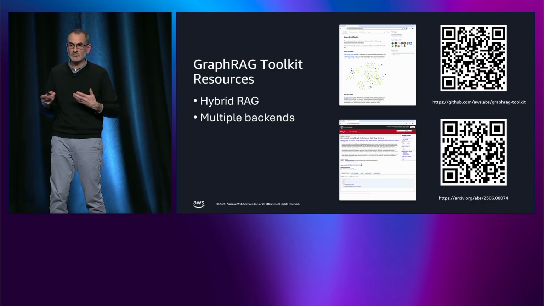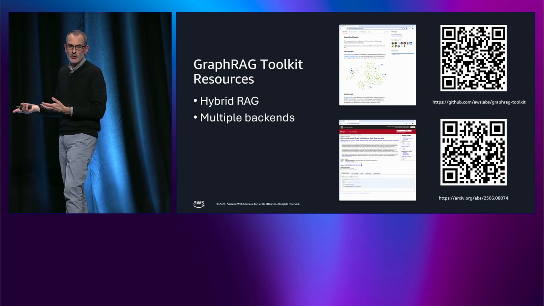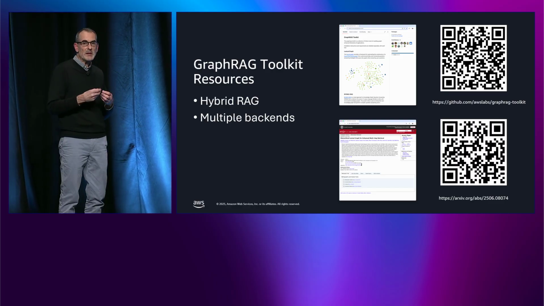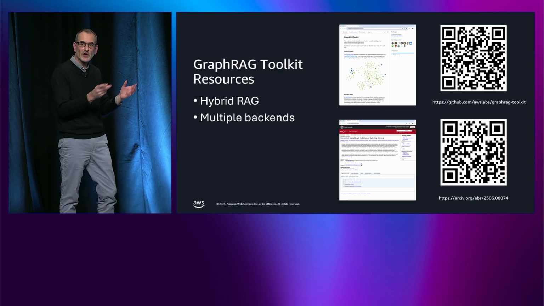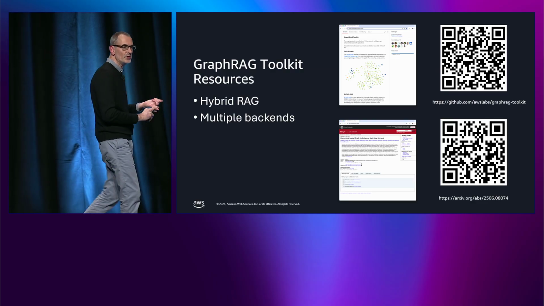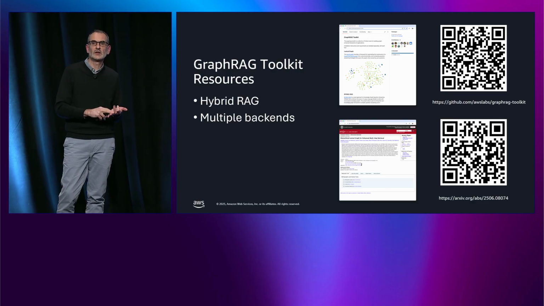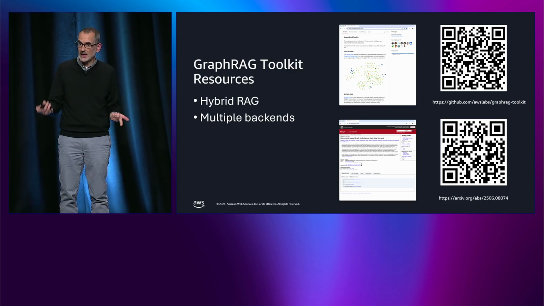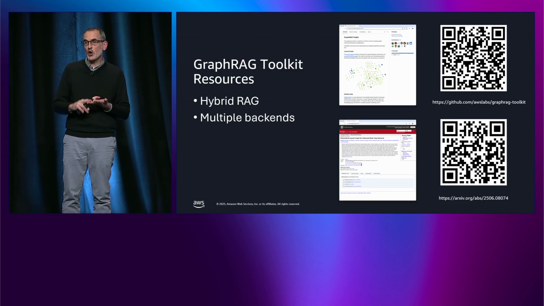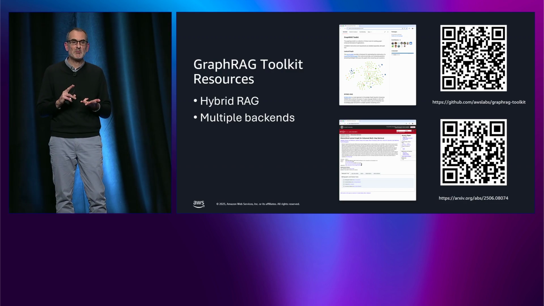The GraphRag Toolkit employs a hybrid RAG approach. But importantly, it supports multiple different backends. So today on the graph side, we support Amazon Neptune, Neptune Analytics, and Neo4j. On the vector store side, we support Neptune Analytics again, Amazon OpenSearch Serverless, and Postgres with the pgvector extension.